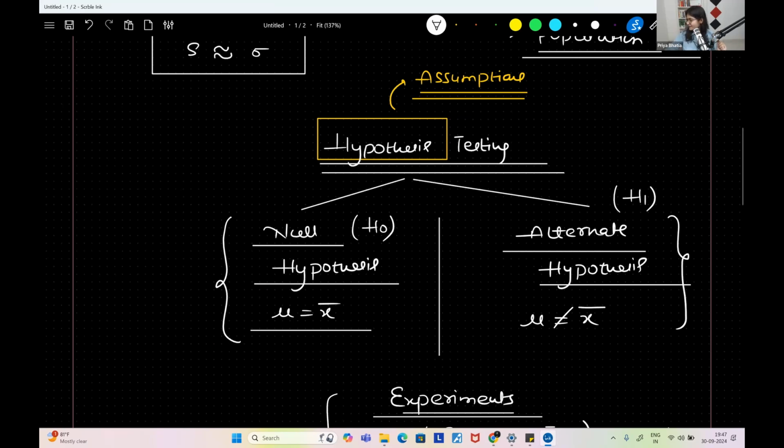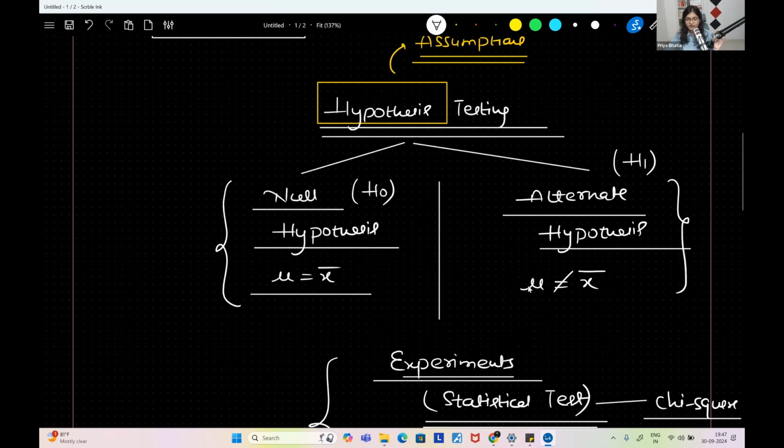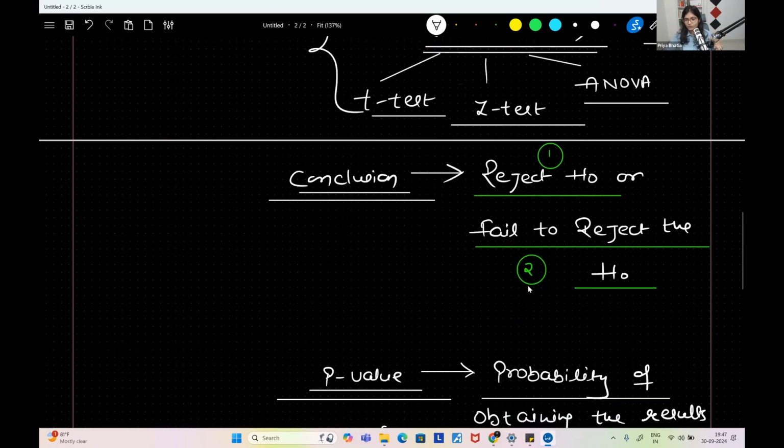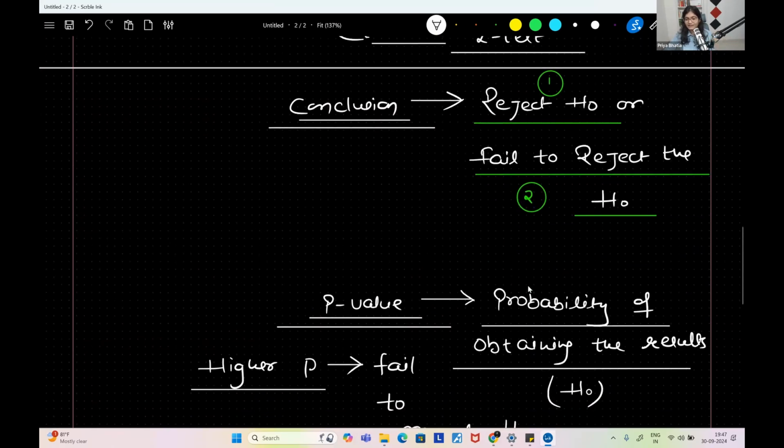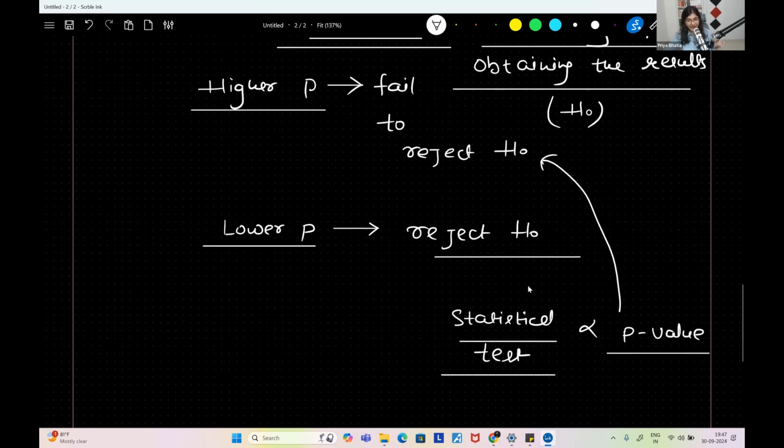Fails to reject means we have to give reason. Yes, correct. You will have a solid reason for that, that why you fail to reject that, and that reason is nothing but P value. So if you have a higher P value, it is somehow a reason. It is somehow an indication that the probability is very high, and that is why we fail to reject the null hypothesis.